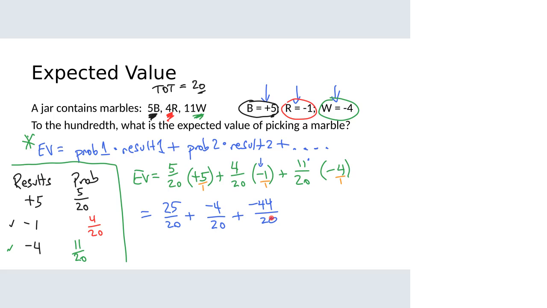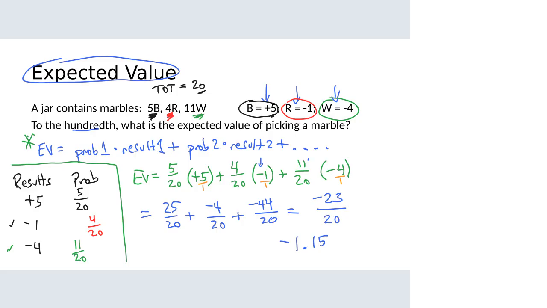Kind of nice. I already have a common denominator, so adding these isn't going to be too much trouble. I know I'm going to end up with 20 in the denominator. Now I just need to add those numerators. 25 minus 4 minus 44 is -23. And so my -23/20. When we do expected value, we are going to write that in the form of a decimal. And we're going to go ahead and divide here. And I get -1.15.